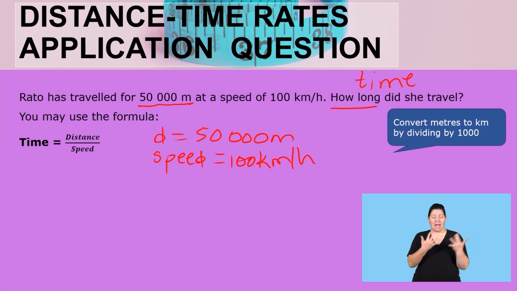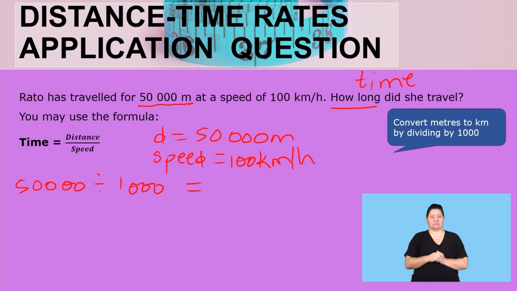For us to calculate time, take note that the speed is in kilometers per hour, the distance is in meters. So to convert meters to kilometers, we divide the 50,000. Can we divide it together? We divide it by 1,000. Let us press our calculator together. 50,000 divided by 1,000. We get 50. So this is 50 kilometers.